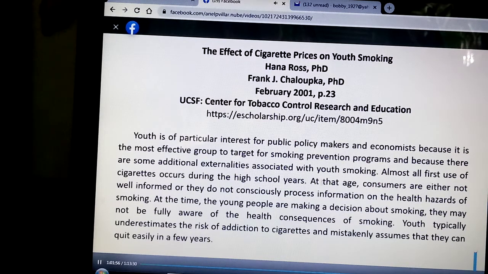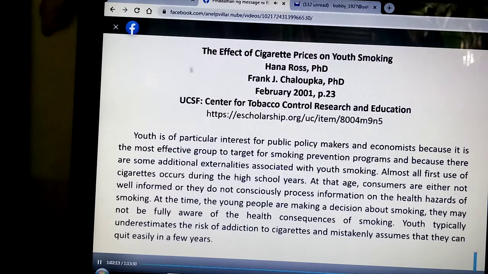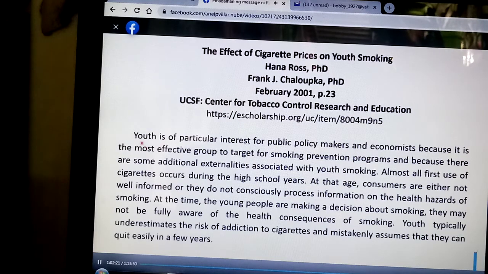Ito yung from page 23. And then it came from UCSF, Center for Tobacco Control Research and Education. Galing siya sa website na to, https://escholarship.org. Okay? So, ito yung isang example ng pwede nyo kunin palagi, no? Yung mga needed information sa index card nyo pag nagre-research na po kayo. Ito yung actual na sinabi niya.